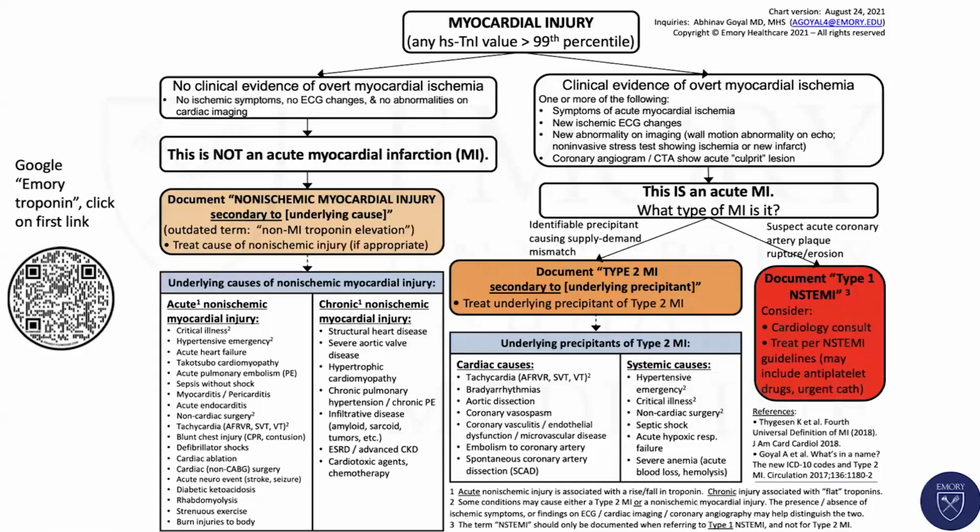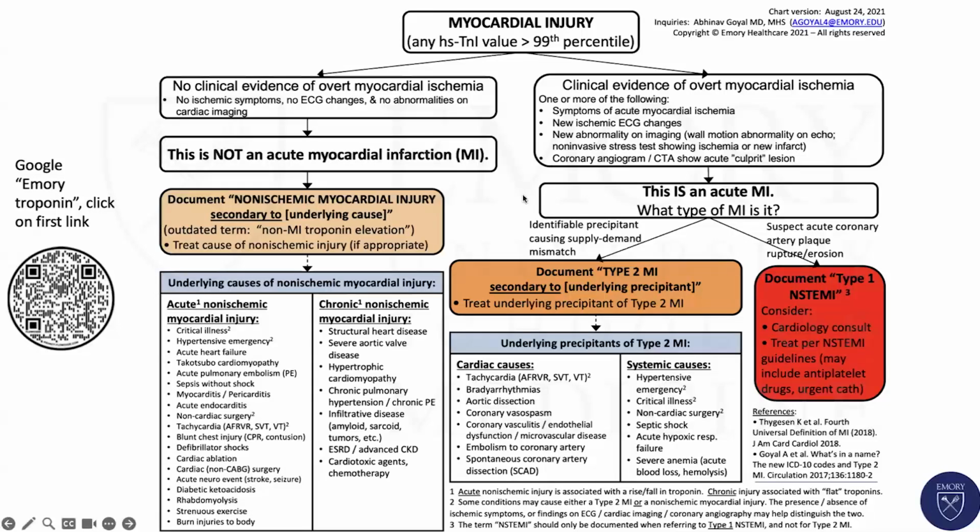It's important to note that this document really covers only the type 1 NSTEMIs and the STEMIs, which we'll show on subsequent slides here. It does not cover type 2 MIs, supply-demand mismatch, and it does not cover non-ischemic myocardial injury, which is actually not ischemic in its mechanism at all as a cause of troponin elevation.